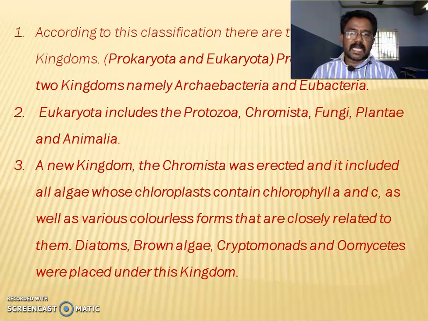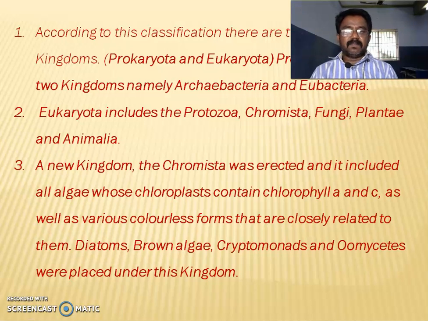According to this classification, there are two super kingdoms, Prokaryota and Eukaryota. Prokaryota includes two kingdoms, namely archaeobacteria and eubacteria. Eukaryota includes the protozoa, chromista, fungi, plantae and animalia.